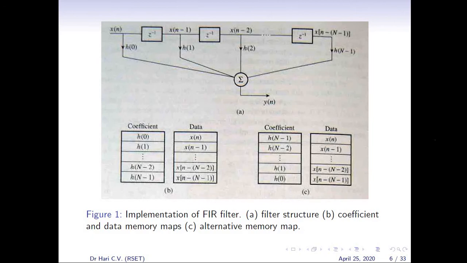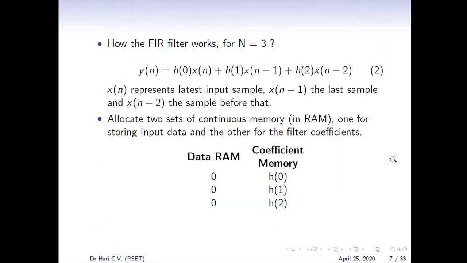So we know the implementation of the FIR filter. The filter structure is shown in figure 1a. You can similarly see the coefficient and data memory maps in B and C. So you can see the coefficient is stored in one memory location and data is stored in another memory location. The data means the inputs. The coefficients are stored here and the inputs are stored here, and based on the inputs it will calculate the corresponding output y of n. That is our aim. So how does the FIR filter work for N equal to 3?